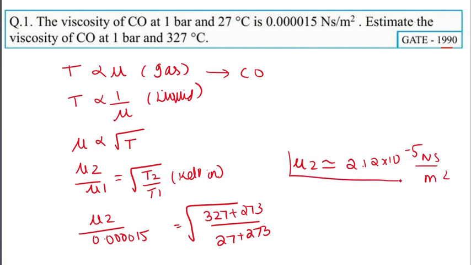So the correct answer is 2.12 into 10 to the power minus 5 Newton second per meter square.